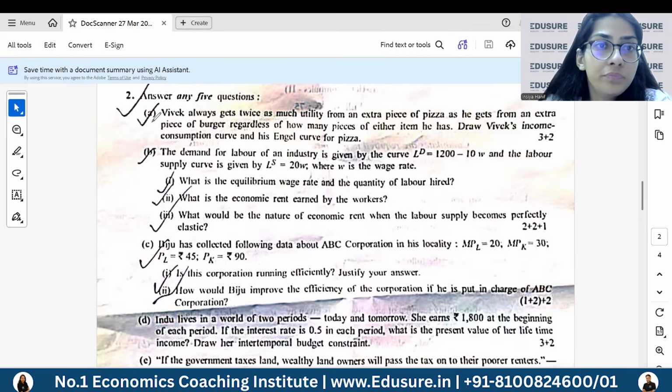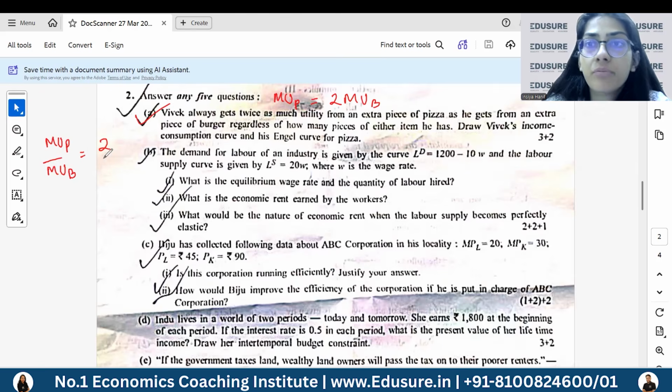Now, part 2. Its part A: Vivek always gets twice as much utility from an extra piece of pizza as he gets from an extra piece of burger, regardless of how many pieces of either item he has, okay? So basically, MU of P is equal to, so he gets twice as much utility from an extra piece of pizza as he gets from this, right? So it's going to be 2 MUB, right? And from here, MUP by MUB is going to give me 2, okay? And what does this mean? Constant MRS. Constant MRS occurs in perfect substitutes.